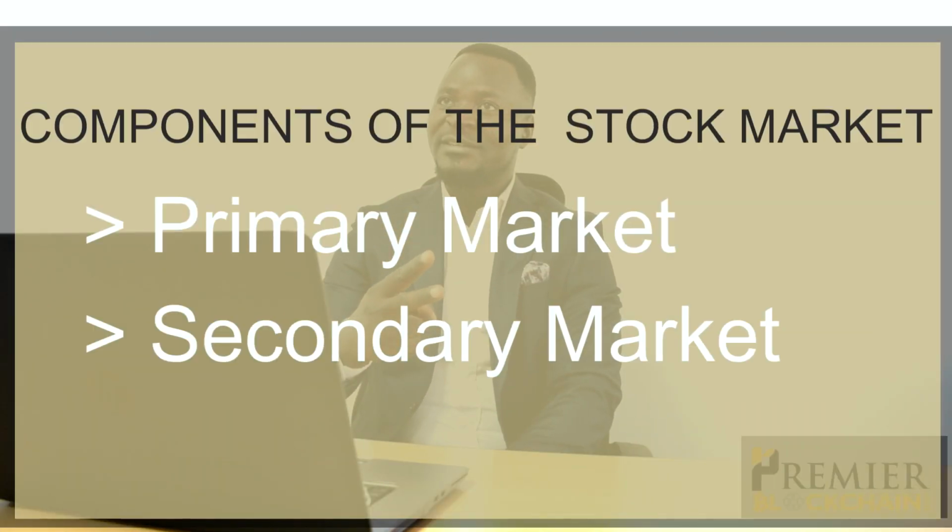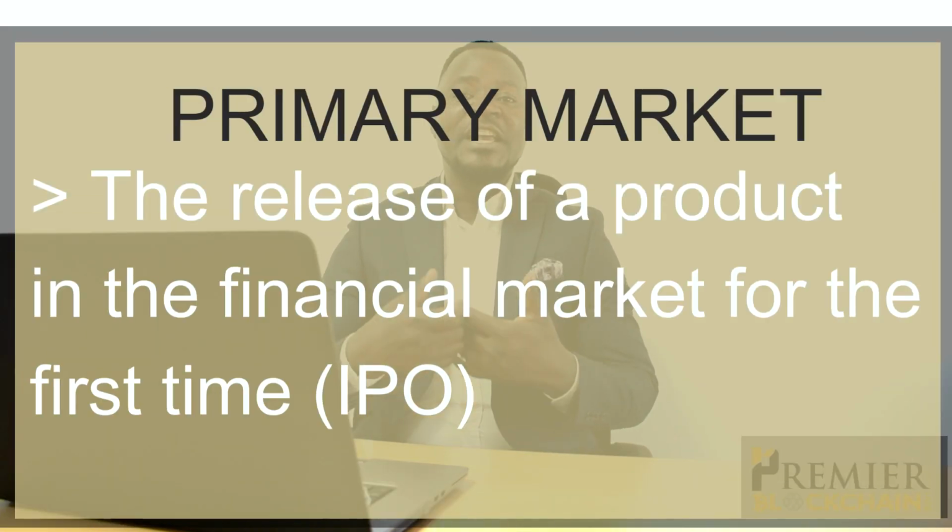Before we go into any other market, it's good to know that online stock market trading has two components. We have the primary market and the secondary market as far as the stock market is concerned. The primary market is where a product or a stock is issued for the first time on the market, where people do what we call IPOs, initial public offerings, where a stock is offered for the first time to the market, where people now buy. That's called the primary market.